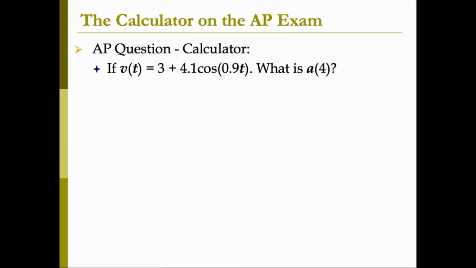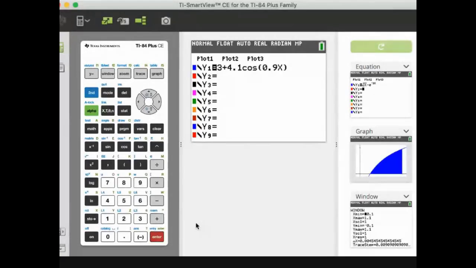So y1 is 3 plus 4.1 cosine of 0.9. It says t here, but we're going to actually put an x, okay? We always use x for our graph. So I'm going to go ahead and switch over to my calculator so everyone can see exactly what I wrote. In my calculator, everyone should see this. Y1 is 3 plus 4.1 cosine of 0.9x. So everyone should type that in. After you type that into y1, the only thing that we have to do is know what our window is, okay?